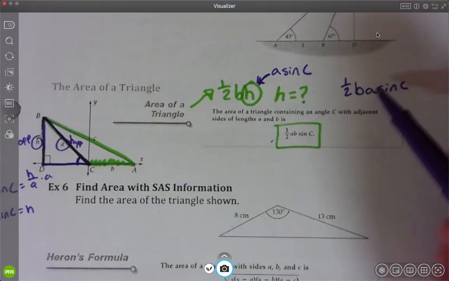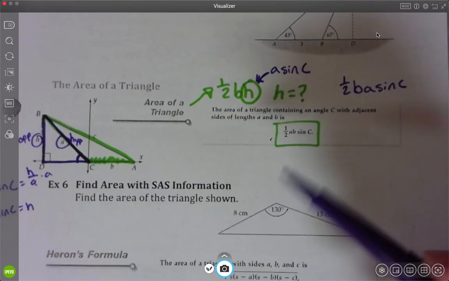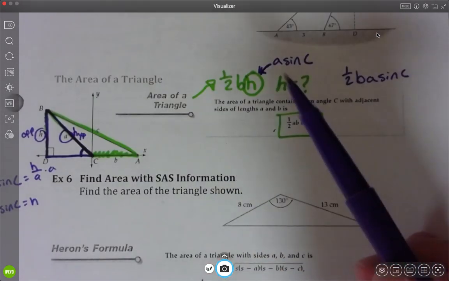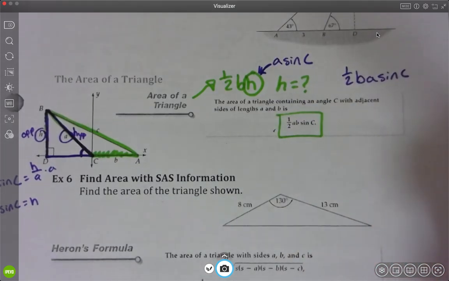So that's kind of where that formula comes from. It's still from the 1/2 base times height for area of a triangle. They're just saying the height can be written as A times sine of C, and then you just plug it in and you're good to go.